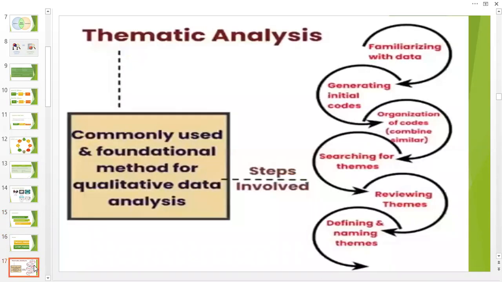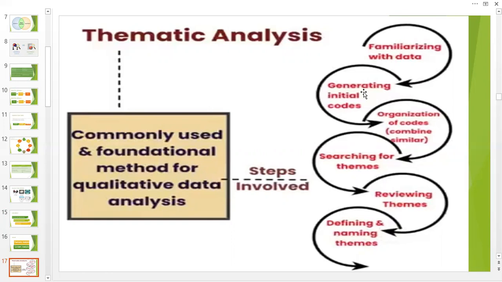In thematic analysis, in qualitative research, we have a large amount of data. So we read it again and again. That is step one, familiarizing ourselves with the data. We go through the data again and again, and we generate initial codes.